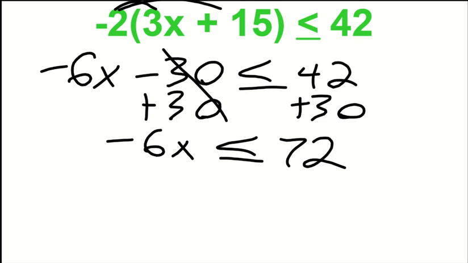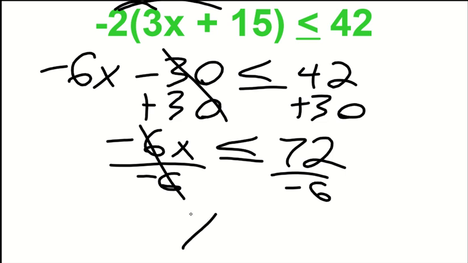All right, now, what do I do? Oh, I'm still solving, yeah. Divide. We're going to divide. So I divide by negative 6. Those cancel. I got x. 72 divided by negative 6 is going to be negative 12. What do I need to do with my inequality sign? Anything? Flip it. Why? Because I divided by a negative. When we divide by a negative, we flip the inequality sign.